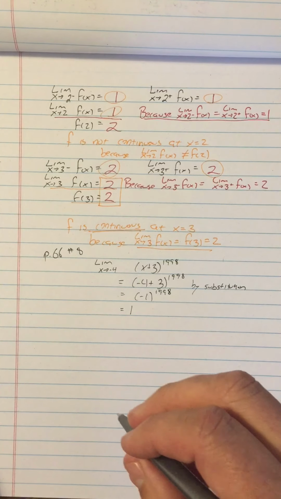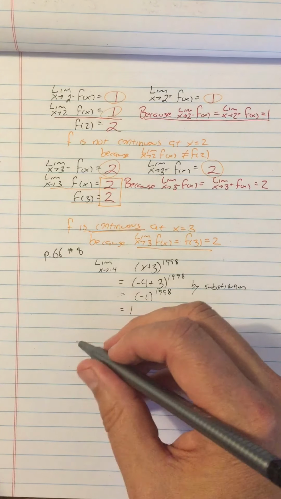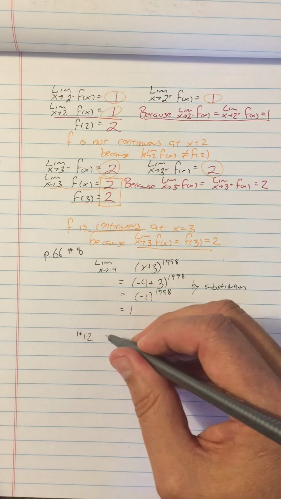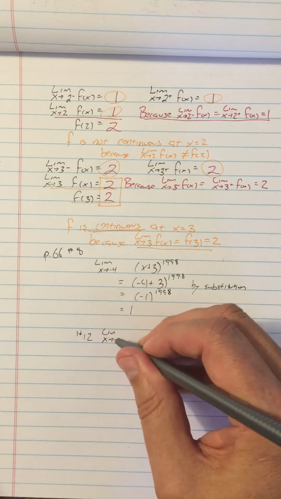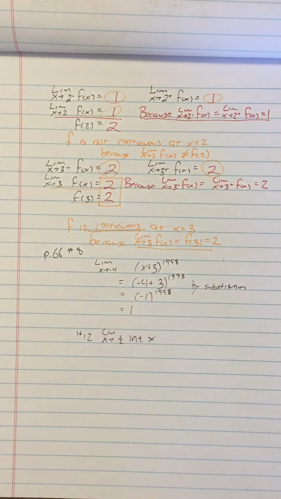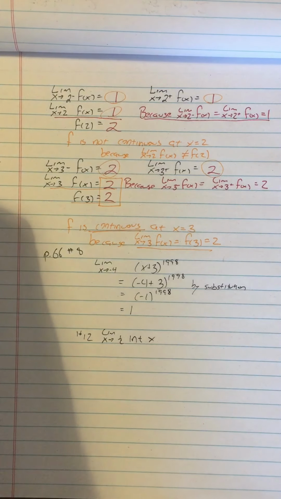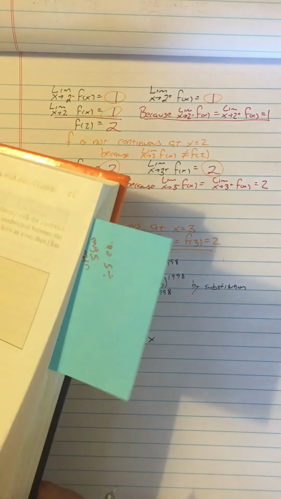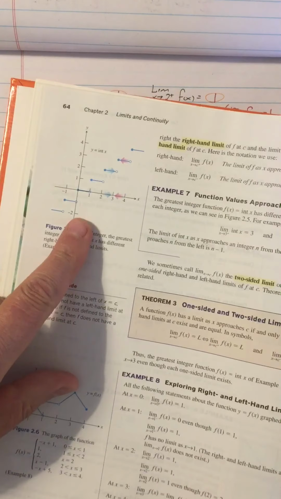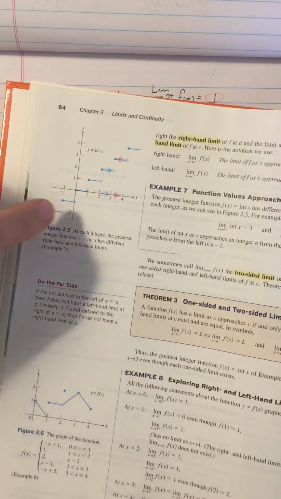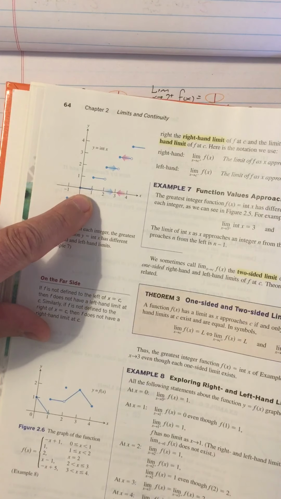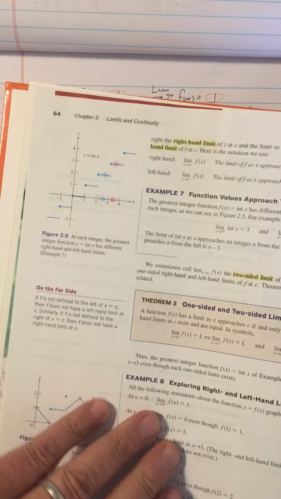So for example, number 10, let's do number 12 even. So number 12 says the limit as x approaches 1/2 of int x. Oh, what the heck is int x? Oh yeah, I remember. It was that thing on page 64. Okay? Page 64. So can I just plug in 1/2 to the function? Yeah, f of 1/2 is 0. I can see that from the graph.